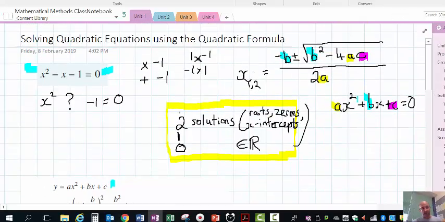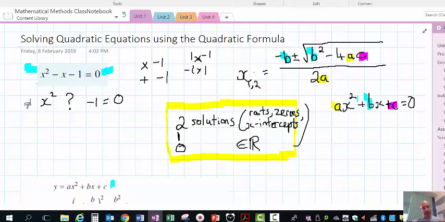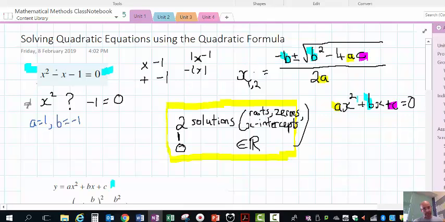Getting back to the equation here, as you can see, we got nowhere factorizing it. What about if we try and use the quadratic formula to solve that? So we need to identify a. a equals 1 in this case, b equals negative 1 because that's plus negative 1, and c equals negative 1 as well.